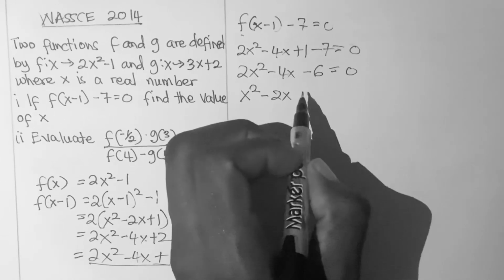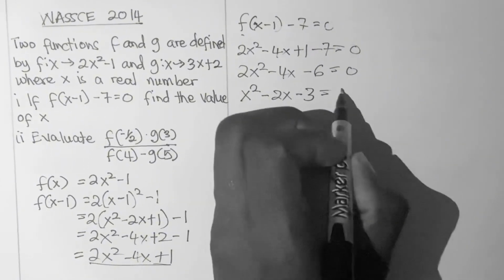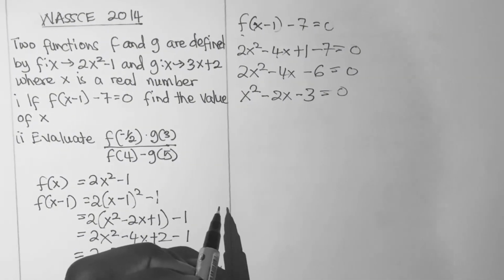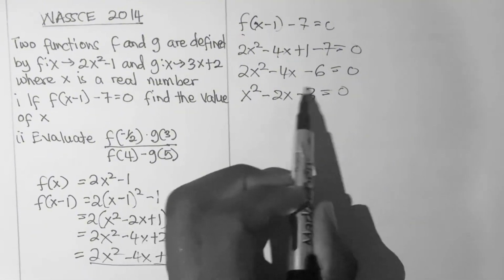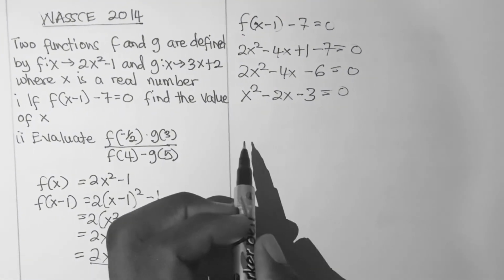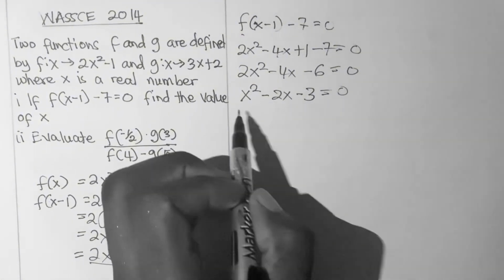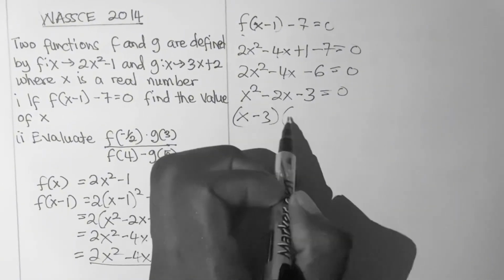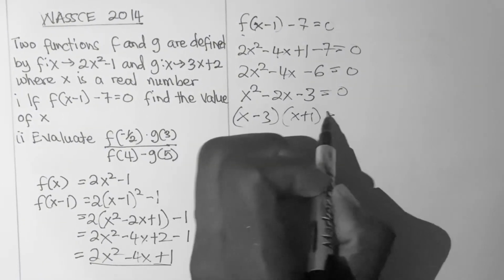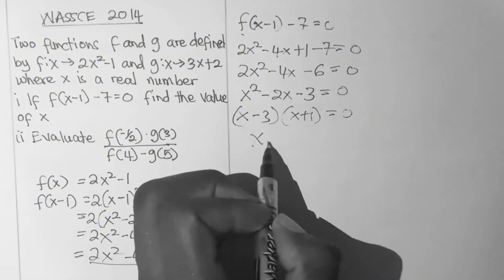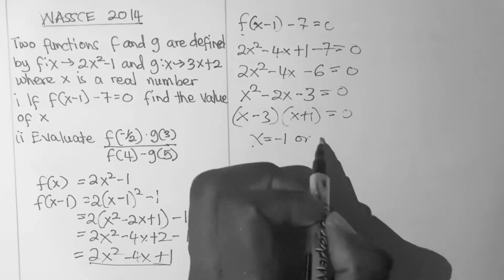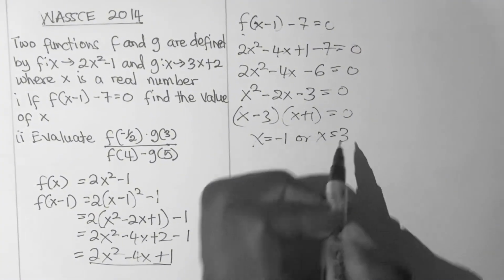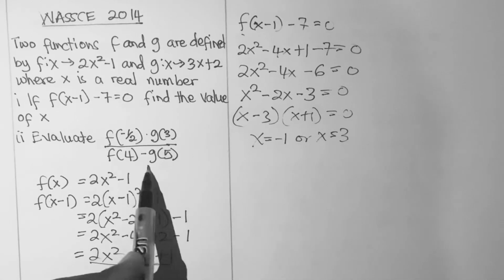Then minus 6 divided by 2 is minus 3 equals 0. So two numbers that if we multiply, we will get minus 3, but if we add, we get minus 2. So that's minus 3 and 1. So here becomes x minus 3 in one bracket, then x plus 1 equals 0. So the values of x are x equals minus 1 or x equals 3. The second part says we should evaluate all of this.